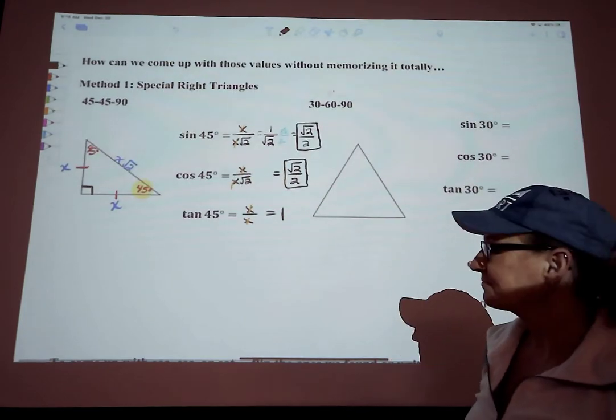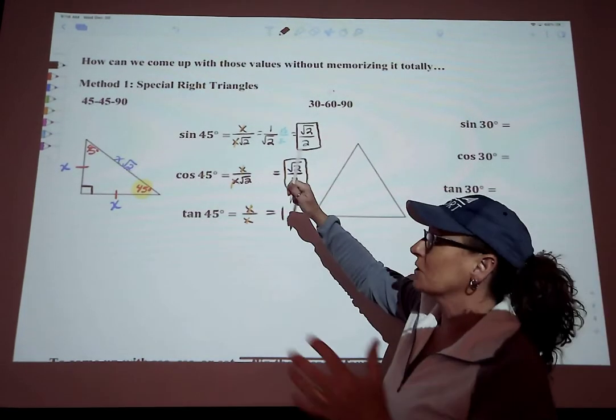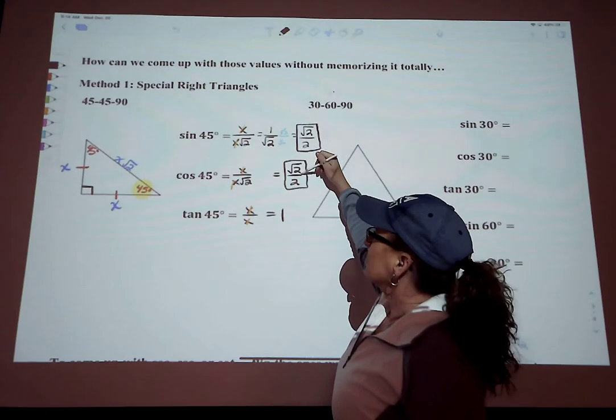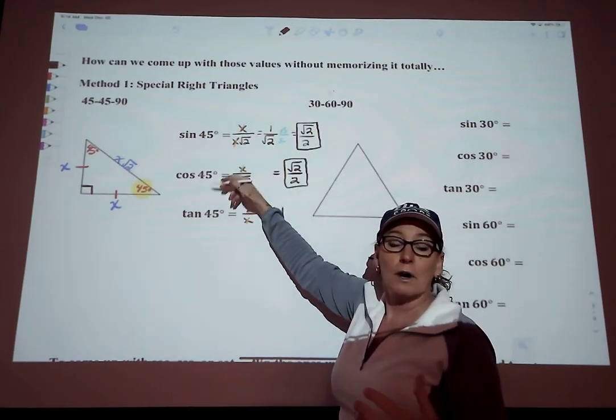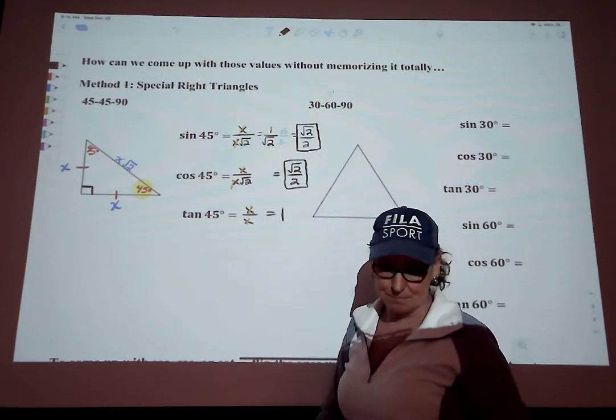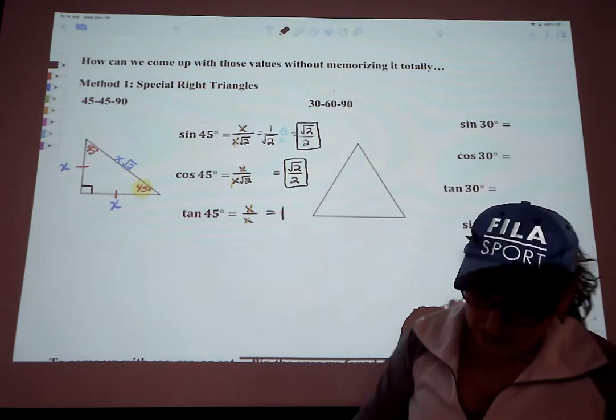Cool, huh? All right, moving on. So recap: sine fraction, cosine fraction, tangent fractions for one of my common angles, 45 degrees. All right, let's look at a 30, 60, 90.